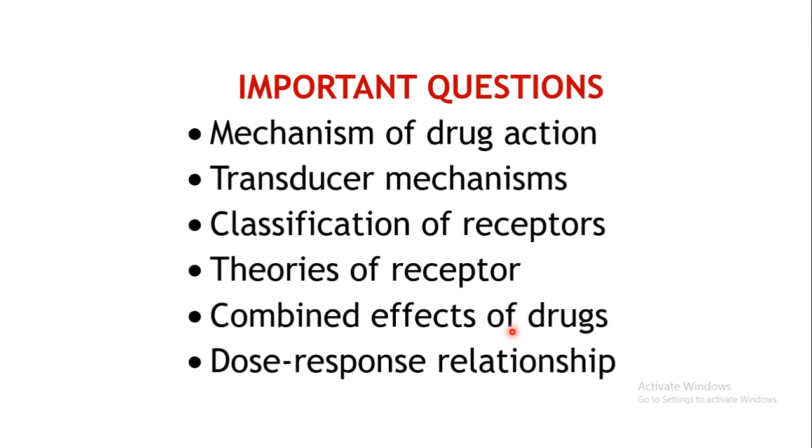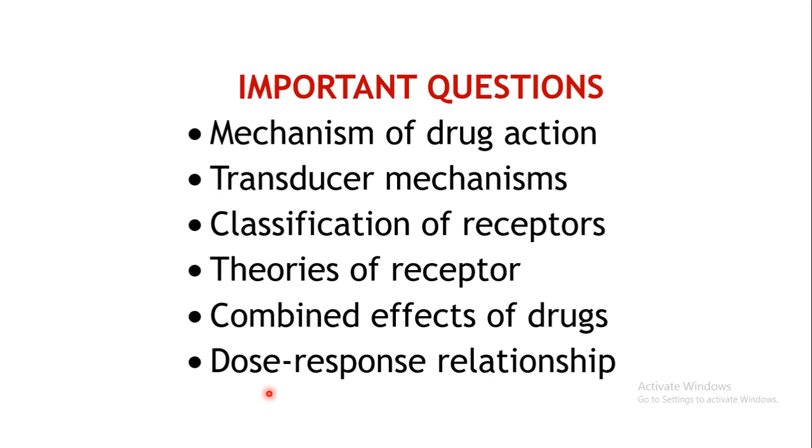So these are some of the important questions which can appear from the pharmacodynamics, which we have seen in 5 parts. A note may be asked on the mechanism of drug action, then the transducer mechanisms or the types of receptors as we have seen. That's very important from the exam point of view. Then the theories of receptors are quite important. The 2 theories which we have seen are the receptor occupation theory and the 2-state model. Then the combined effects of the drugs, which we have seen in today's lecture, synergism, antagonism, or simply a note on antagonism or synergism may be asked.